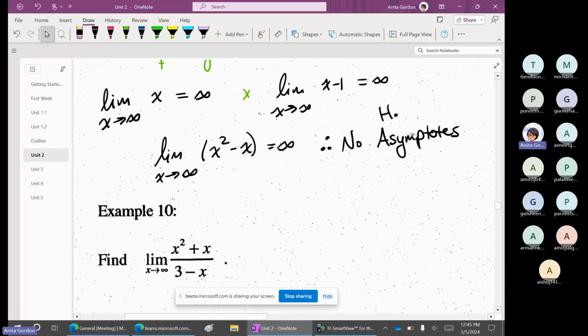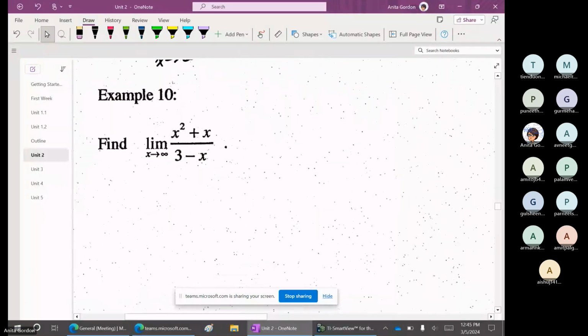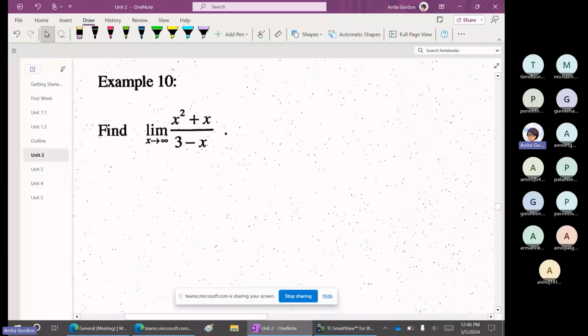Okay, let's look at our last one here. Limit as x goes to infinity. What can you tell me about the bottom? X cannot equal 3, which tells you what? We have a vertical asymptote at, oops, x, I keep getting my letters mixed up here, x equals 3. Okay?